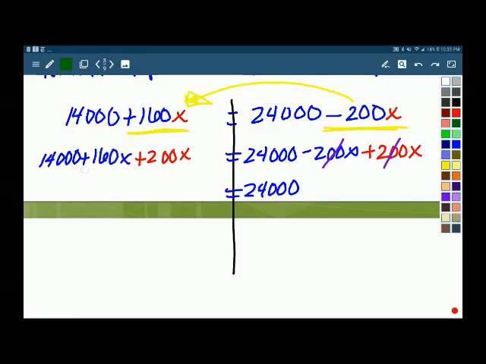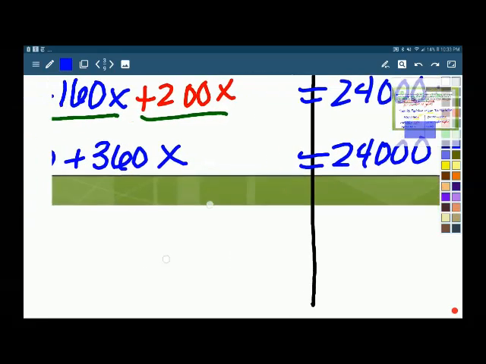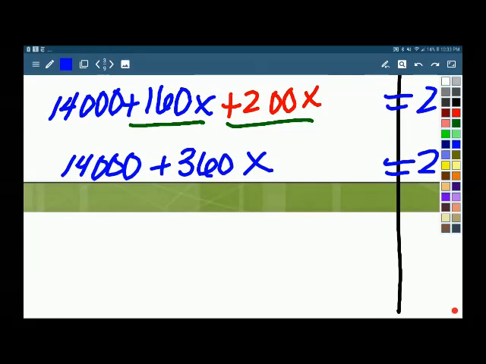I have 160x and 200x. If I drop down my 14,000, 160 plus 200 is 360x. Okay, so now I have a two-step problem. On the left side, I've got to get x all by itself. That means I need to get rid of the 14,000 and I need to get rid of the 360.